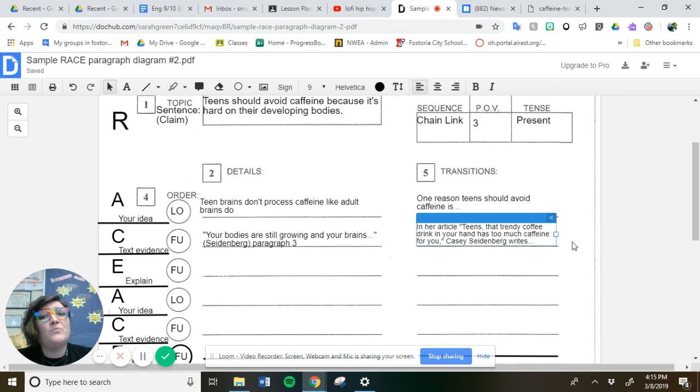The E part is probably one of the most important parts of the whole thing because we need to explain how this evidence supports our overarching idea. How does this evidence support our claim? How does it all fit together? What does the end result puzzle look like?